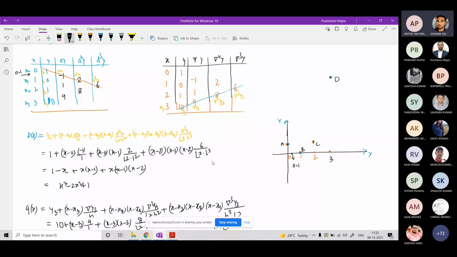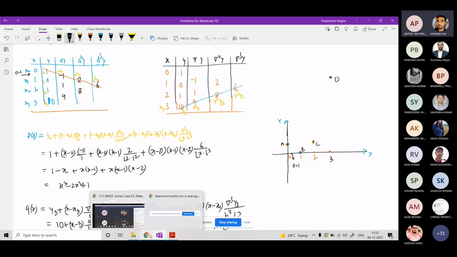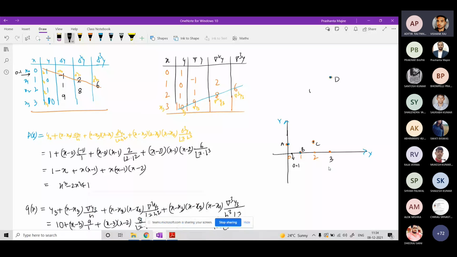Here you see I have plotted those 4 data points 0, 1, 1, 0, 2, 1 and 3, 10. They are denoted by the points A, B, C, D. Is that clear so far? Now suppose you are asked to evaluate the value at x equals 0.1. So 0.1 is between 0 and 1. Now you tell me, out of 4 data points A, B, C and D, which has the least effect for the value at 0.1?